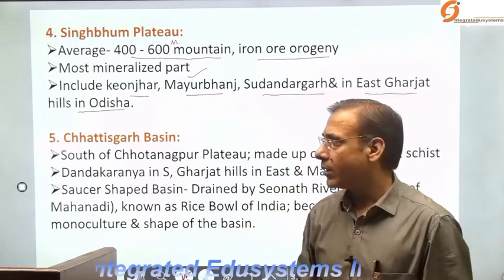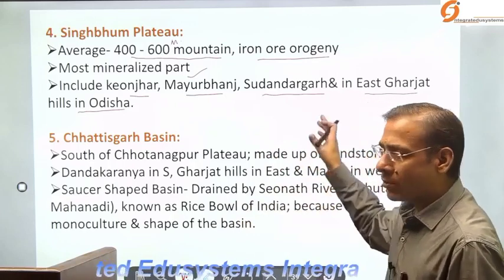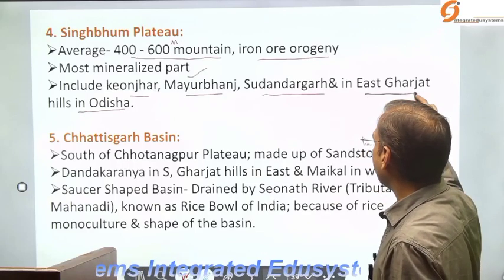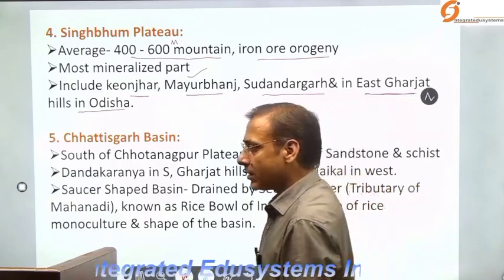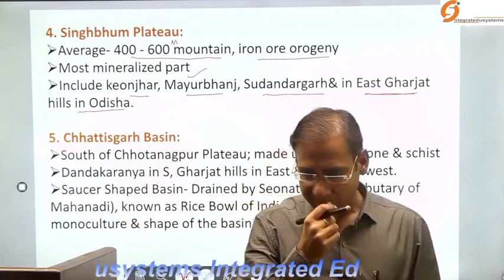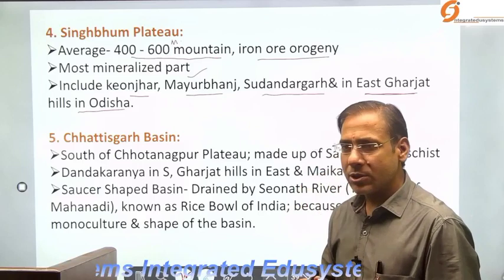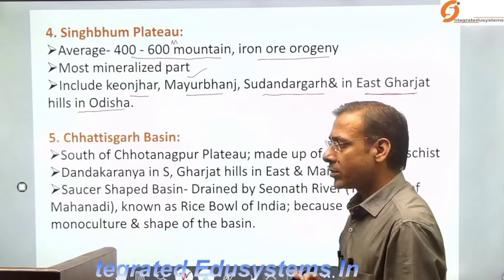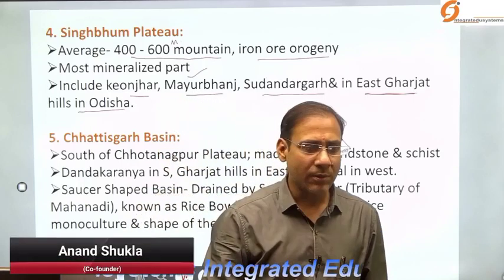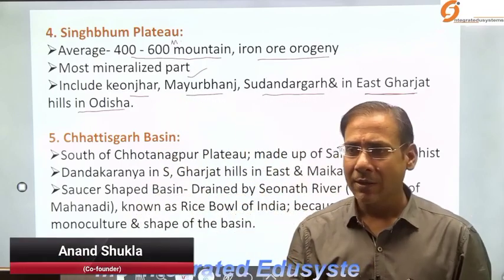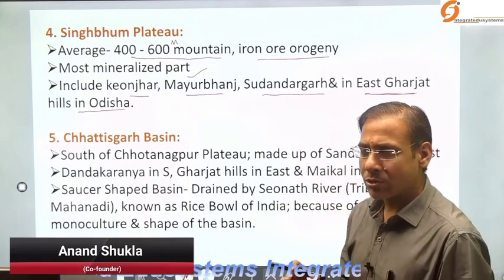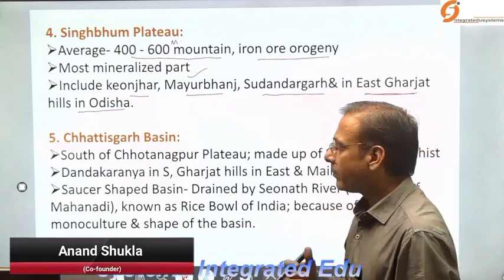Okay. Now, which forms the boundary of that? Garjat Hills जो है वो ईस्टर्न साइड में सिंहभूम की बाउंड्रीज बनाते हैं, ठीक है ना. So Singhbhum region is known for iron ore deposits as well as magnesium and manganese, nickel, and in certain patches uranium is also present, the nuclear fuel.